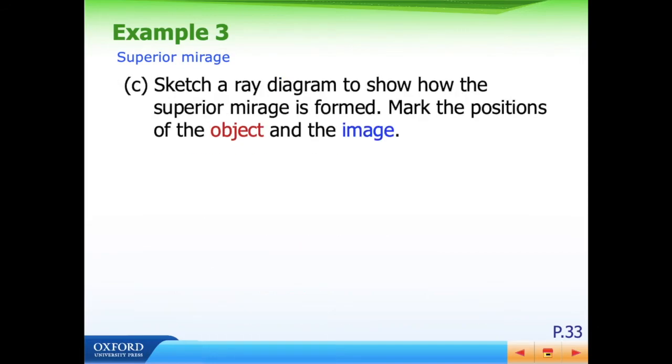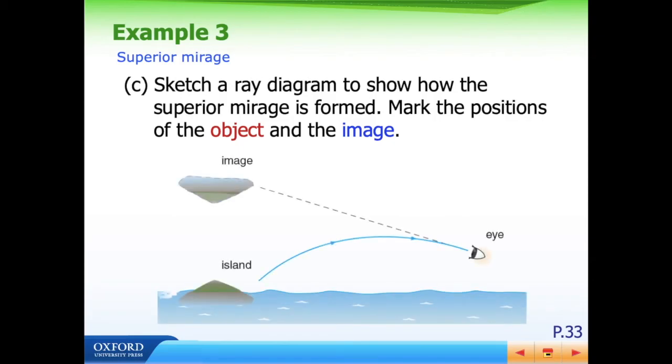Now, letter C. Sketch a ray diagram to show how the superior mirage is formed. Mark the positions of the object and the image. To draw or sketch the diagram, it will be shown like this.